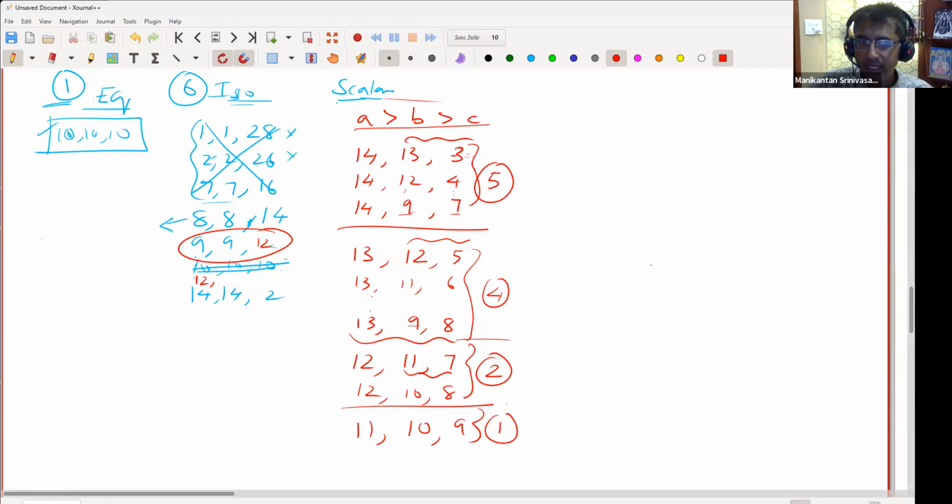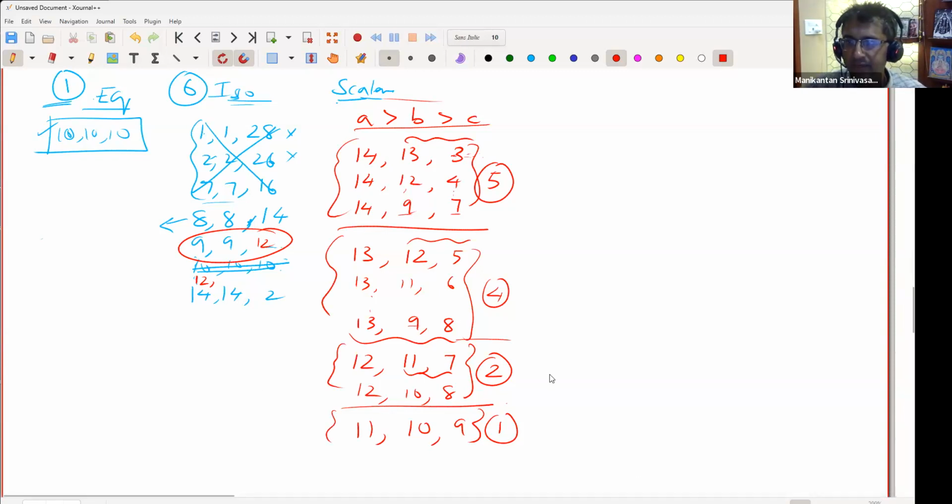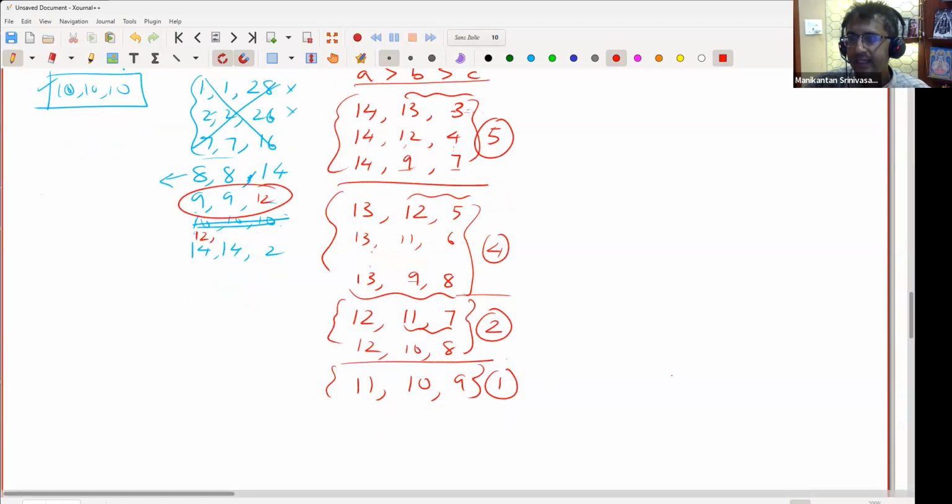Again, so systematically we are counting, right? If we are not making any mistake, we are starting with A greater than B greater than C. We are finishing off the 14 series, then going to the 13 series, 12 series, 11 series, and we are done. Because we cannot have 10. If you have 10, then obviously it has to be less than 10, which is 9. And then the third one has to be even less than that. How will it add up to 30? So we are done.